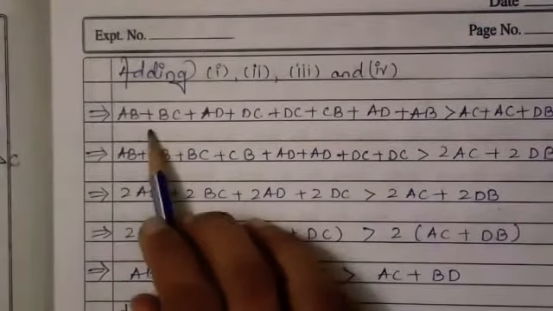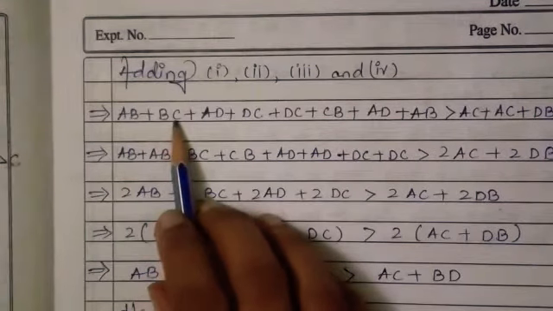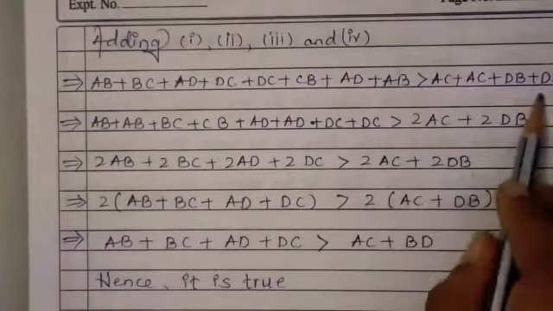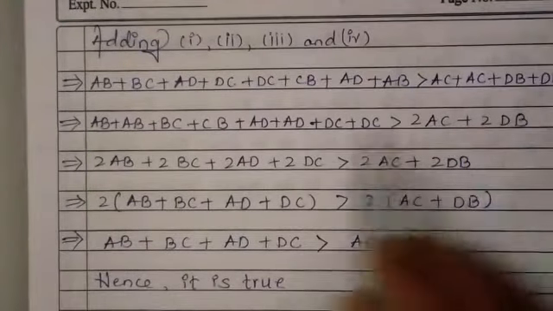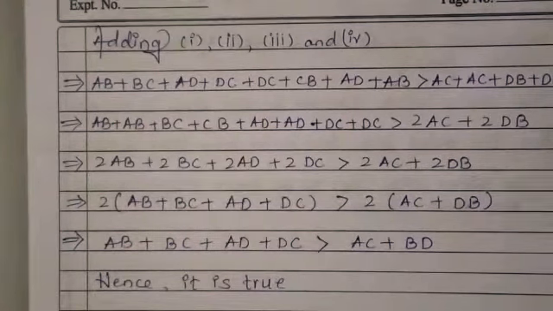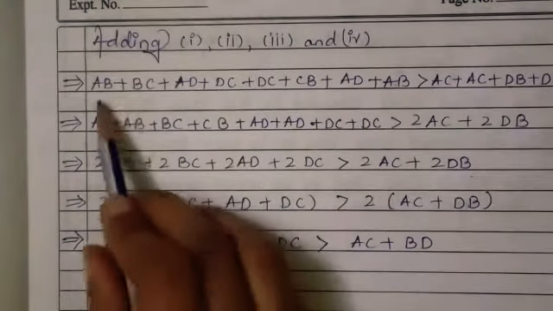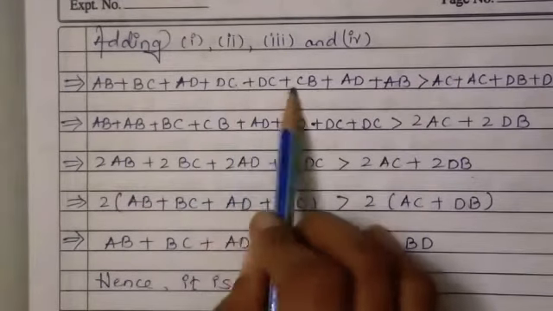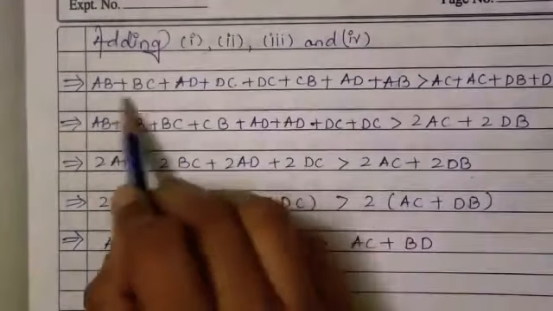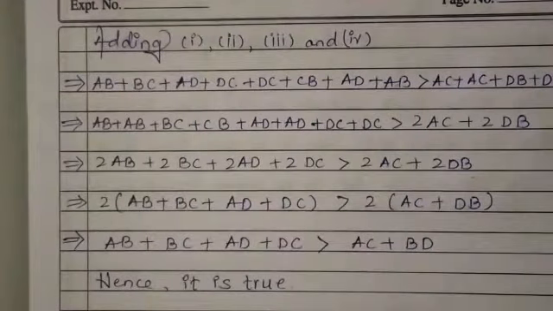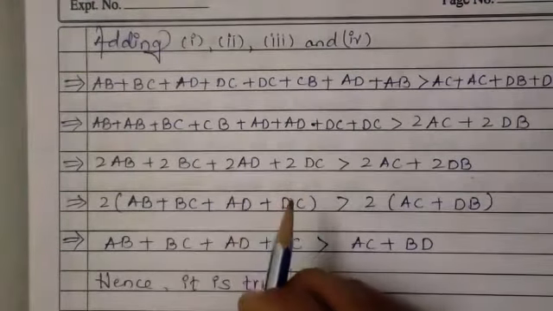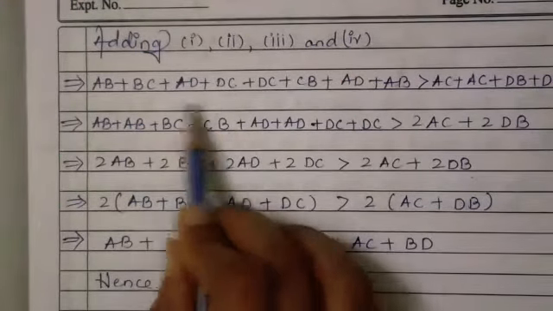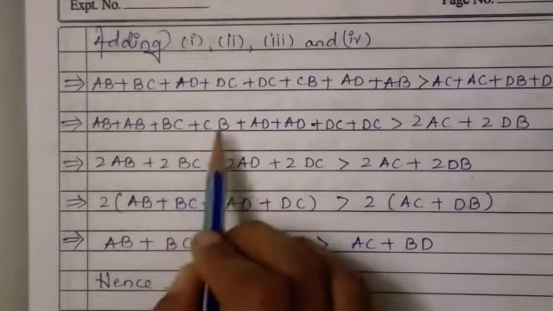Here I have added the left hand side of all four equations on the left hand side, and the right hand side of all the equations on the right hand side. Here we can collect the like terms: AB will go with AB, BC will go with BC, AD will go with AD and DC will go with DC. So we have two terms of each. We have to club the similar ones. One thing to keep in mind while collecting like terms is that CB and BC are the same, so they can be collected together.